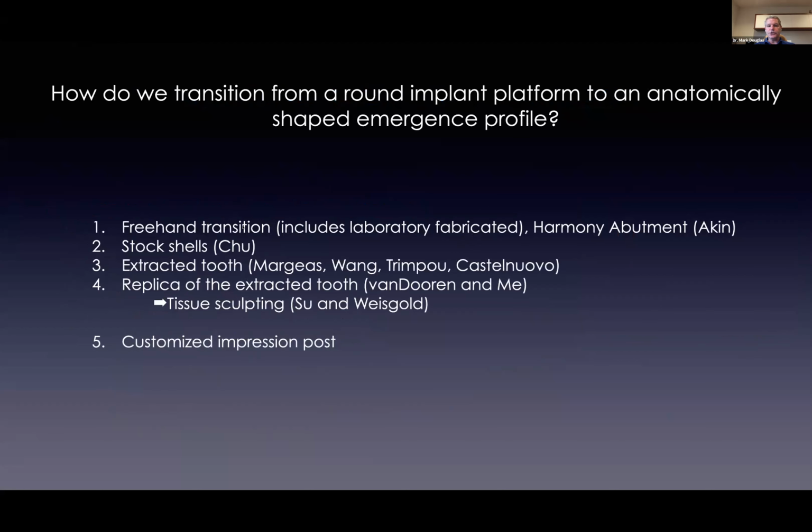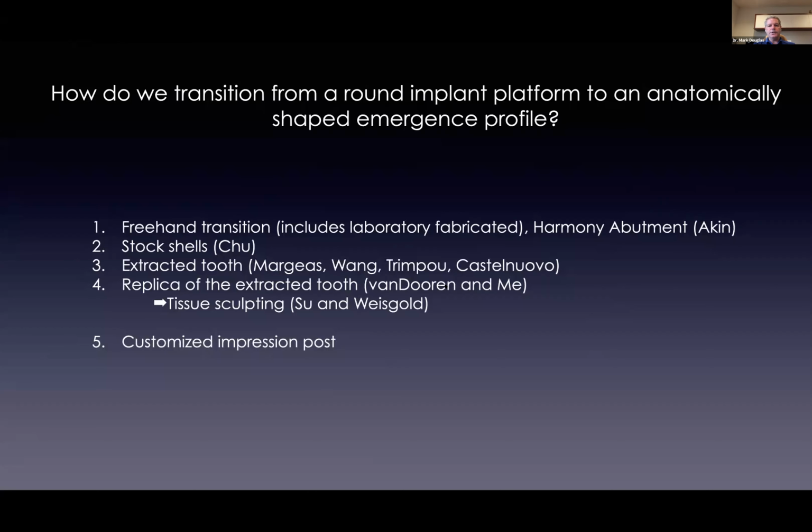So we can do a freehand transition, which includes laboratory fabricated. The Harmony abutment, which is a customized healing abutment developed by Richard Aiken. We can use stock shells that Dr. Chu reported on. We can use an extracted tooth, and 4 studies were published on that, the first one being Bob Margis. And we can make a replica of the extracted tooth, which Eric Van Doren initially presented up here in Toronto about 4 or 5 years ago. But he's never really published it.